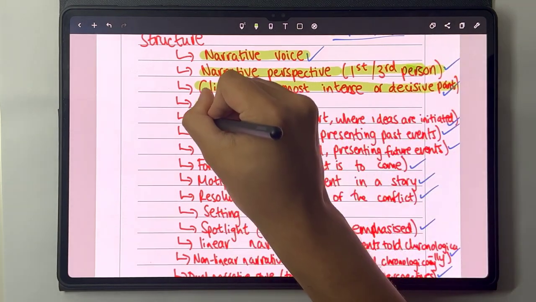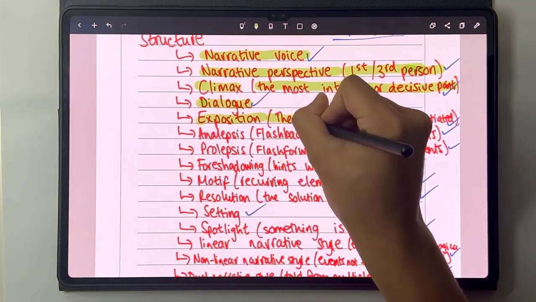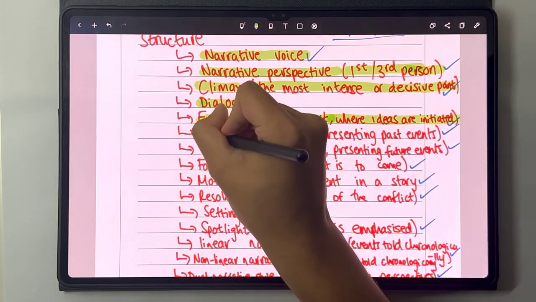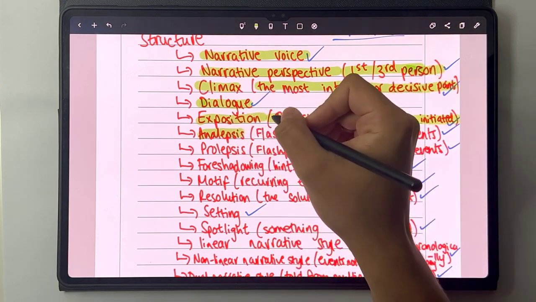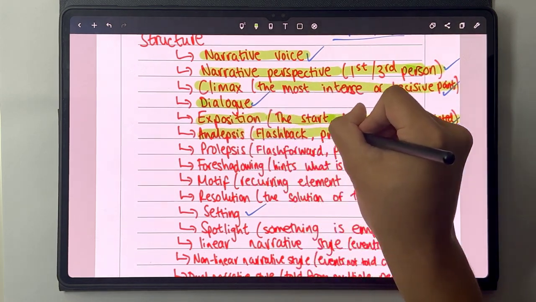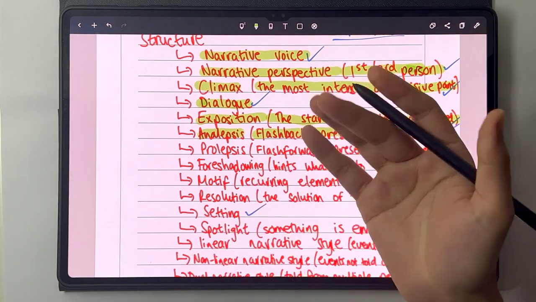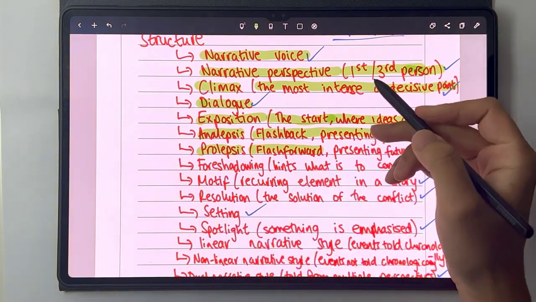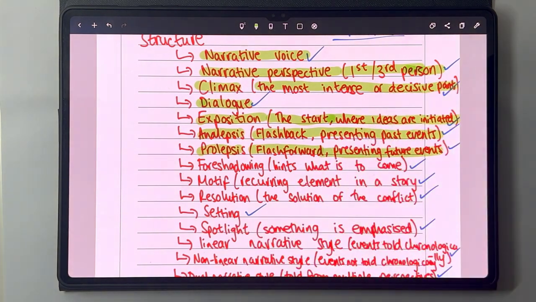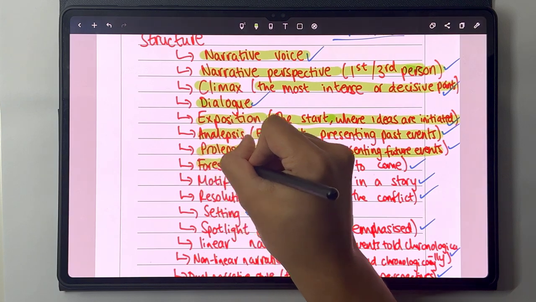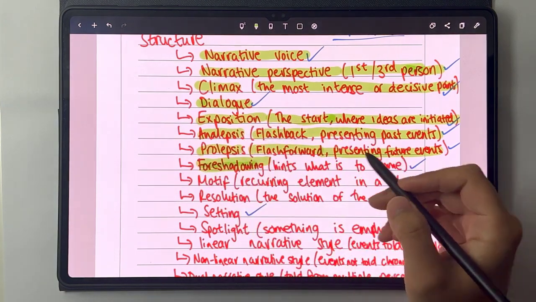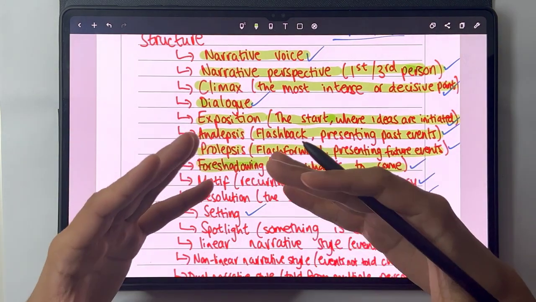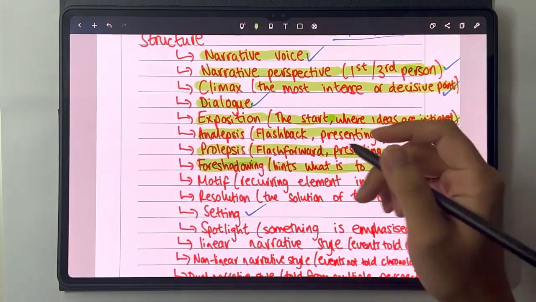Then we have the exposition. So what happens at the start and where the ideas are initiated. Has the writer used an analepsis? So an analepsis, if you don't know, is a flashback, and it's presenting past events that have happened. Prolepsis is a flash forward, again to do with structure. It's presenting the future events. Foreshadowing, very important. What is foreshadowing? Foreshadowing is when you hint at what is to happen. Okay, so you give the readers a clue of what is about to happen.